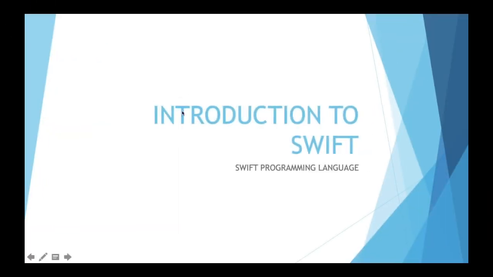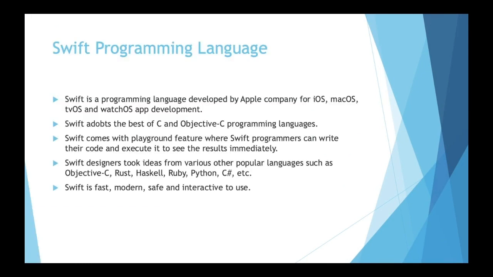Introduction to Swift programming language. So, what is Swift programming language? Let's have a look. Swift is a programming language developed by Apple for iOS, macOS, tvOS, and watchOS app development. Swift adopts the best of C and Objective-C programming languages. It means Swift is a mixture of C and Objective-C, and the best parts of those languages are imported in Swift.